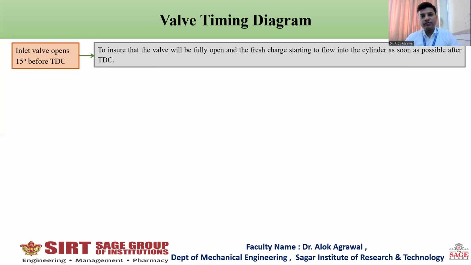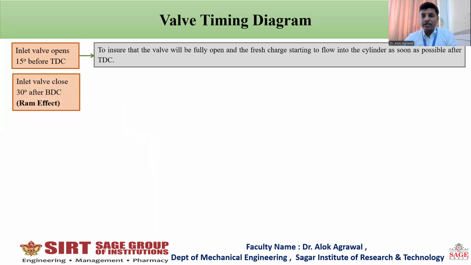The inlet valve opens 15 degrees before TDC. Why is it happening? To ensure that the valve will be fully open and the fresh charge starts to flow into the cylinder before the piston reaches TDC. The inlet valve closes 30 degrees after BDC.